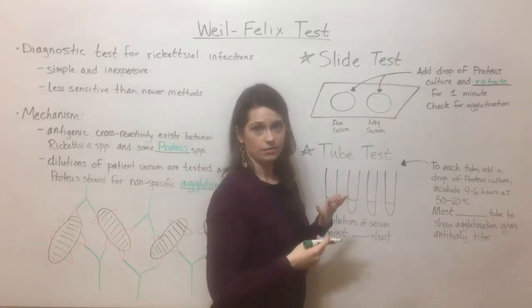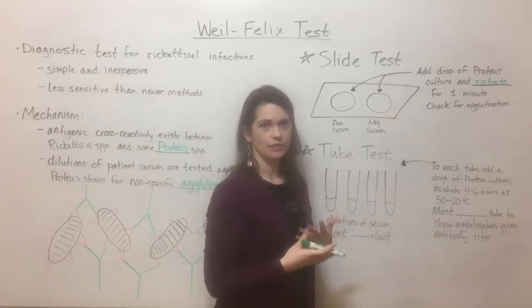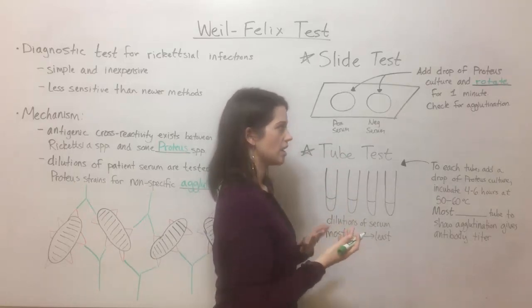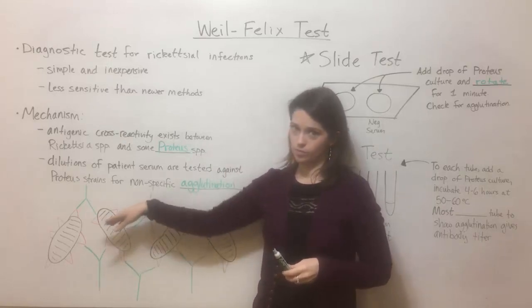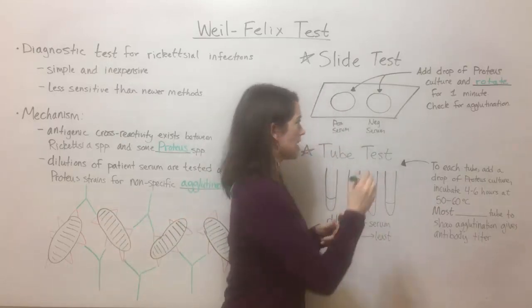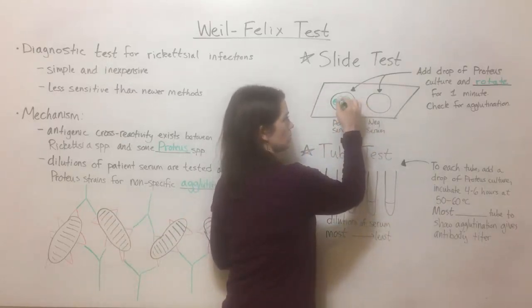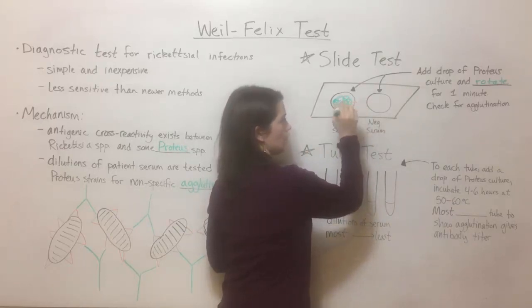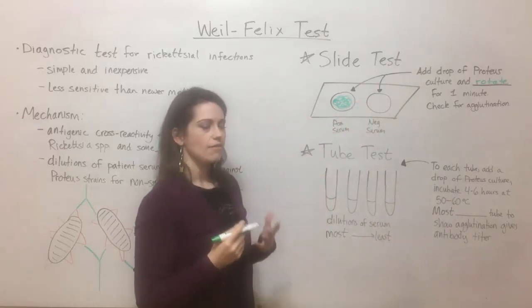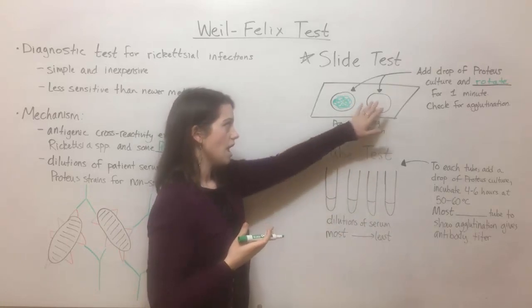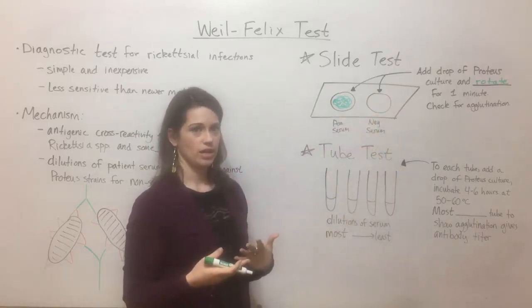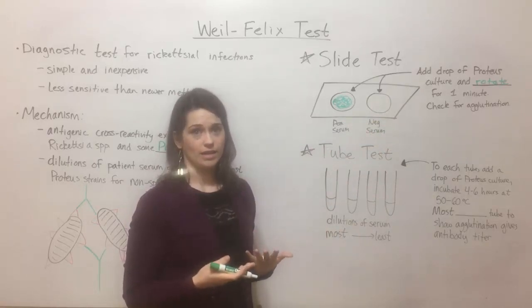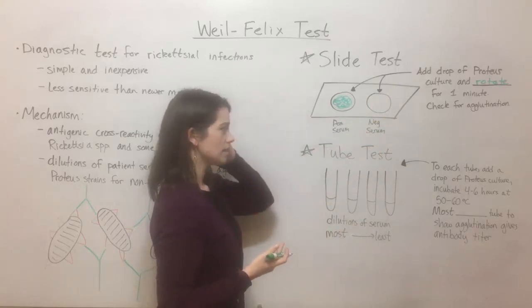And then you look. If the serum is positive, meaning that it has antibodies that have been made against a rickettsial infection, those antibodies will also non-specifically cross-link the proteus, resulting in agglutination, and you'll see some cloudy clumping in the serum. If the serum from the patient does not have agglutination, then it's negative for these antibodies, meaning that that patient would not have a rickettsial infection. So that's the slide test.